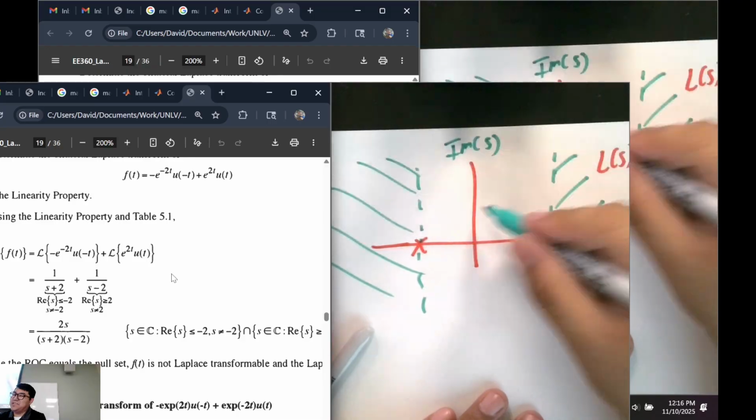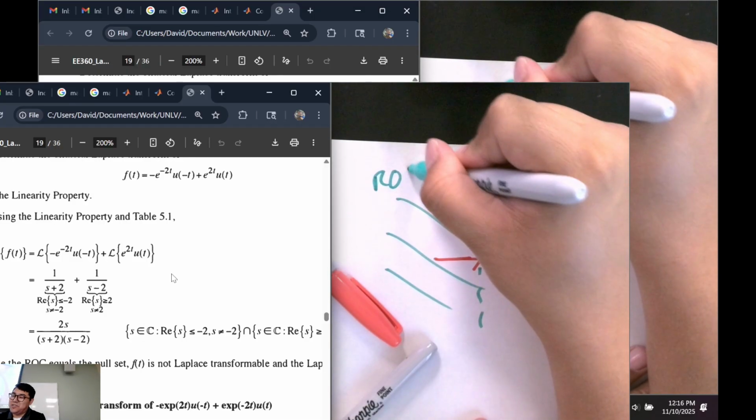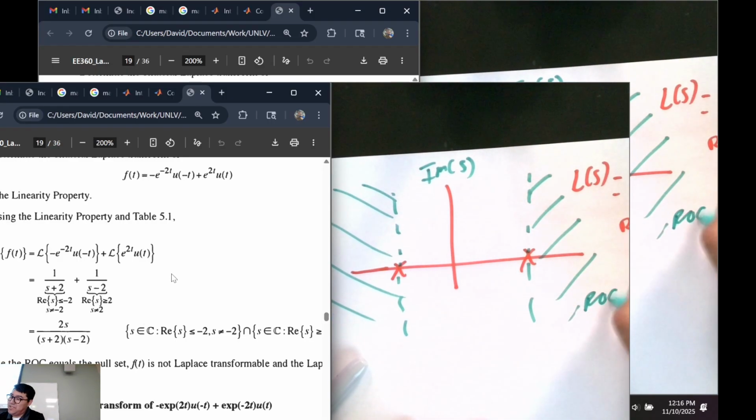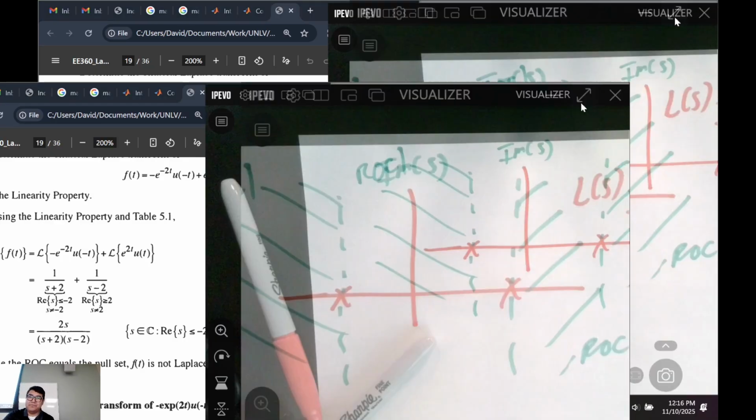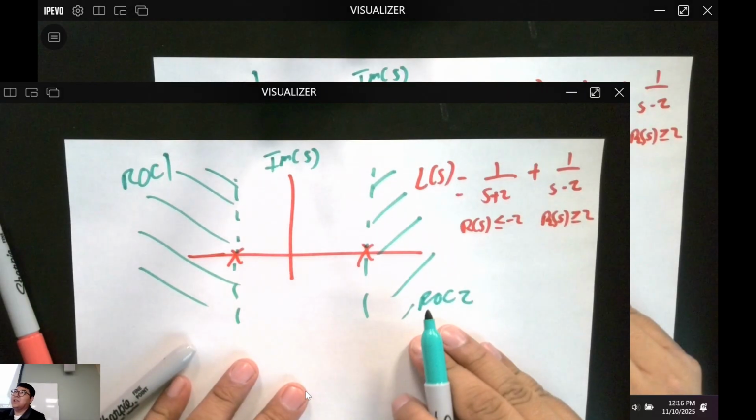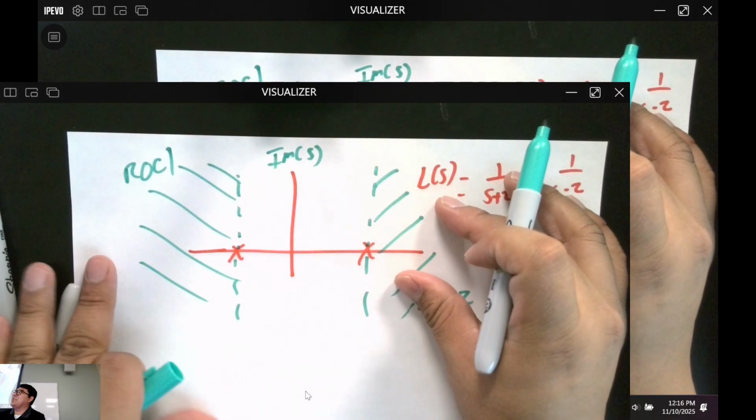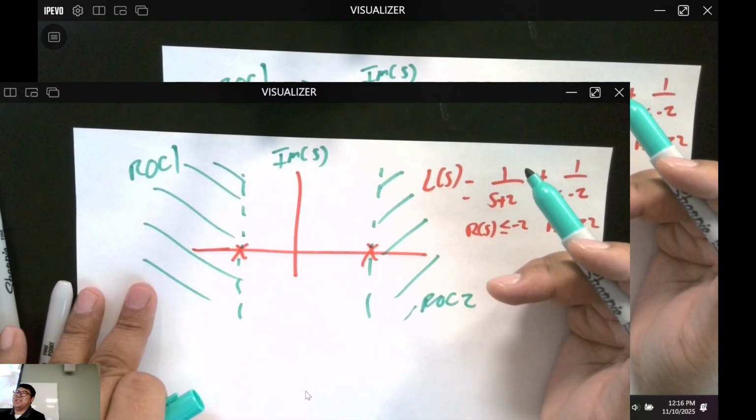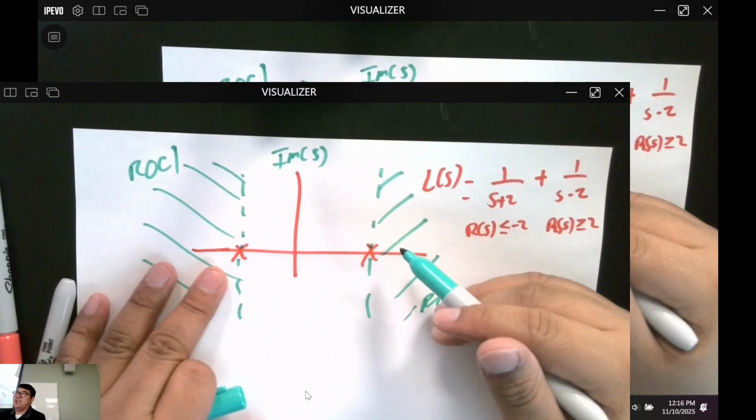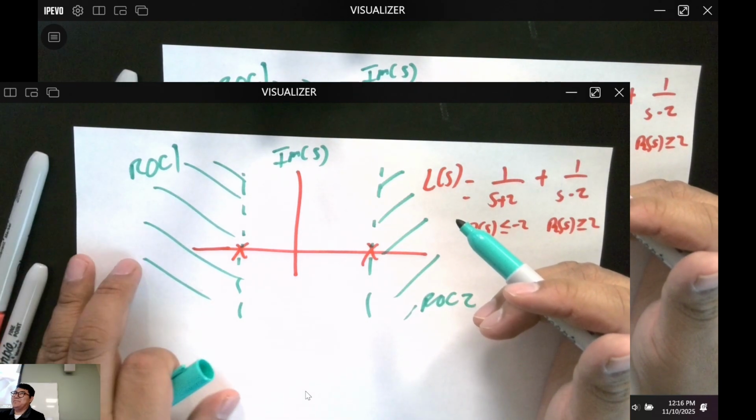This is the imaginary axis, correct? Here's my ROC, ROC1, right? ROC2, right? Let me just make this bigger. Does any of these regions of convergence include the imaginary axis? No. So that means it blows up, right? This system, if you try to run this, it's going to blow up. All right? Now tell me, is this causal?